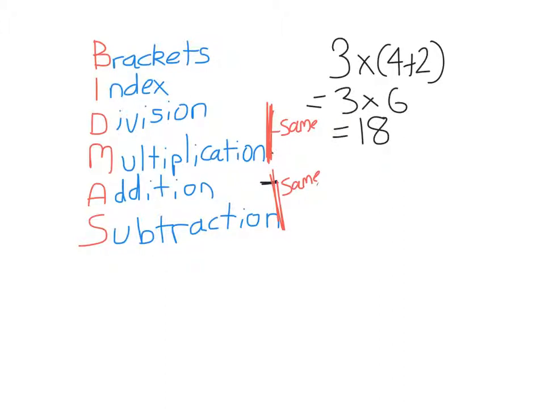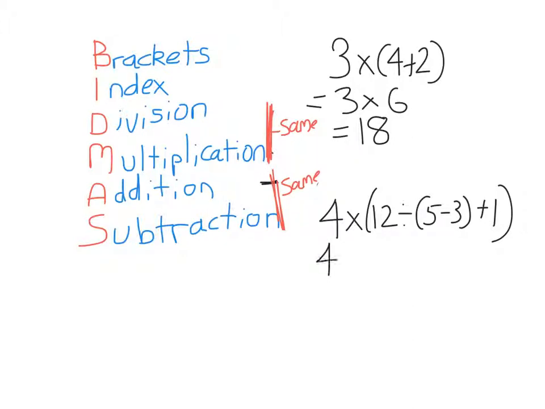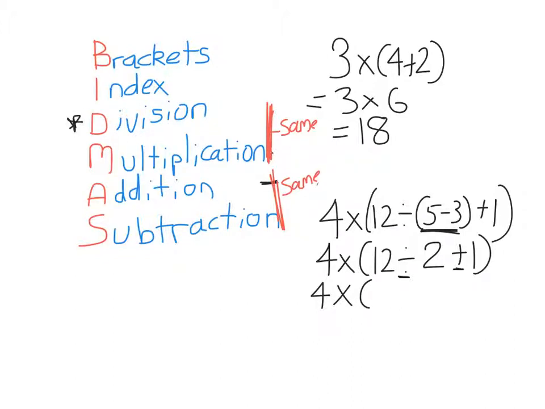You might even have 2 sets of brackets. So let's say we had something like this. Well, what you do is the inner brackets first. So I'm going to leave the outer brackets alone. I do these brackets first. Subtraction comes first. So 5 minus 3 is 2. Now I do the new brackets here. I do them first. So division and addition are both in the brackets. I do division first because it's higher in the BIDMAS chart there. So 12 divided by 2 is 6.